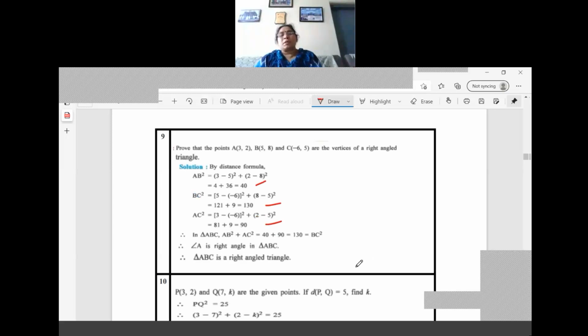Now what is the next step? Since it's the Pythagoras theorem, we should not consider the greater side. So 40, 130, 90. Now 130 is the greater side, so that will not be considered. If you add 40 plus 90, what will we get? 130 only. So AB square plus AC square is 40 plus 90, which is equal to 130, that is equal to BC square only. So it's a right triangle. We have seen the converse of the Pythagoras theorem here.